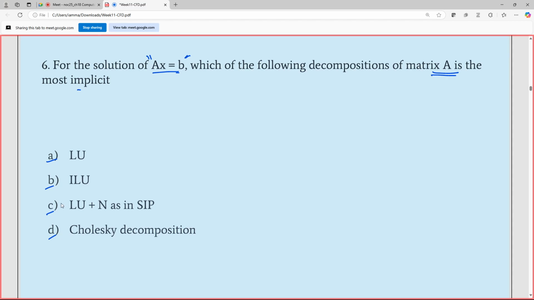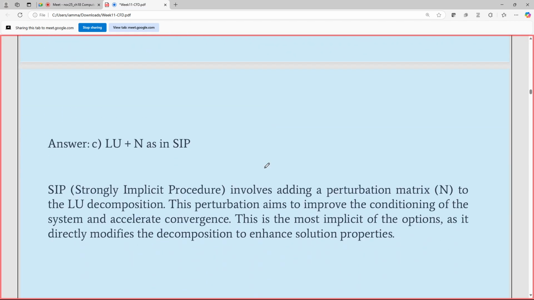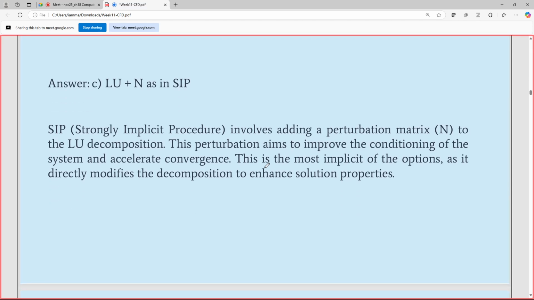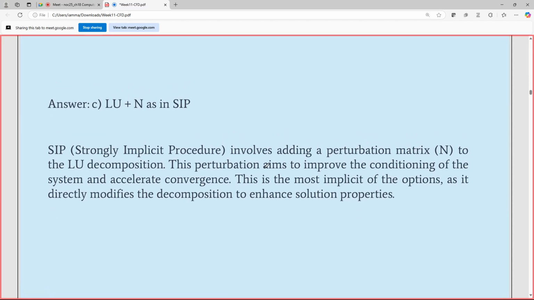Our answer is option C, that is LU plus N as in SIP. SIP is the short form for strongly implicit procedure. So LU plus N, where N is a perturbation matrix. When this perturbation matrix is added to LU decomposition, the method becomes the strongly implicit procedure.